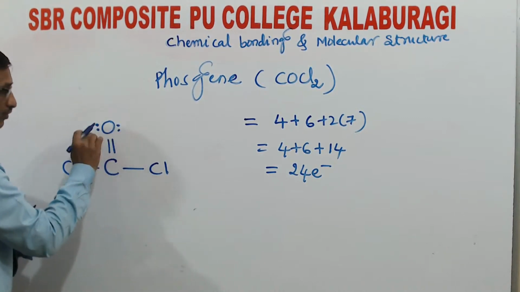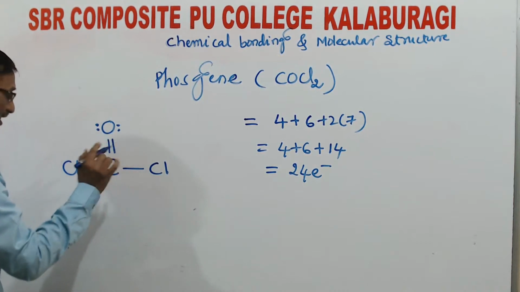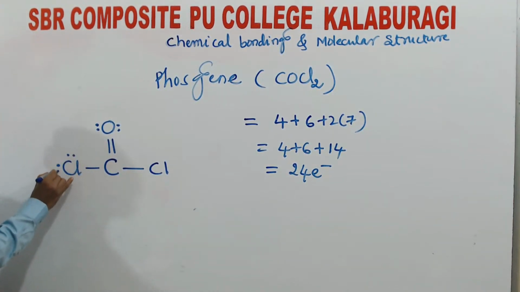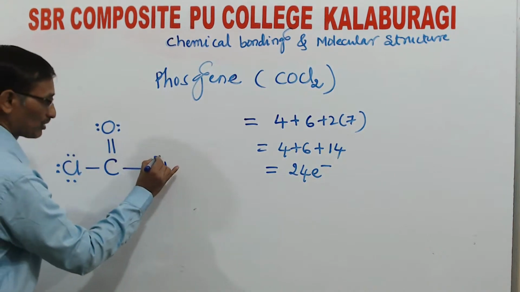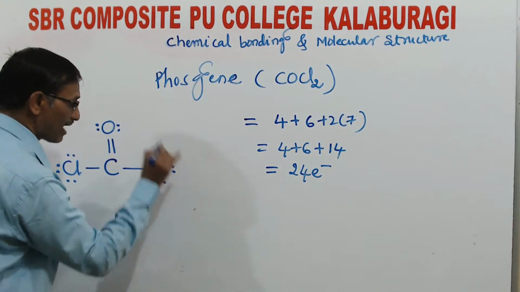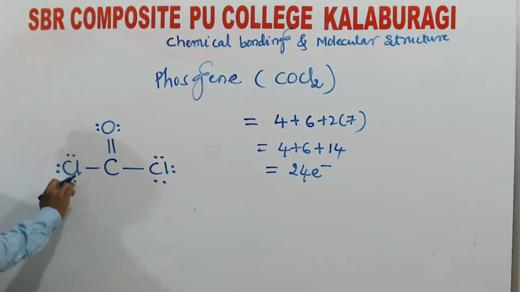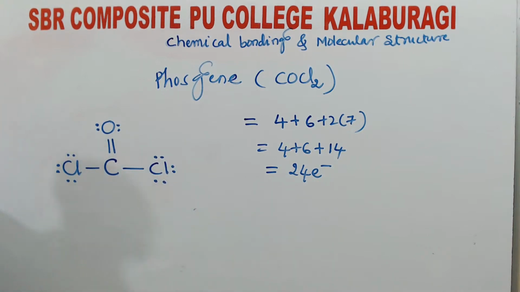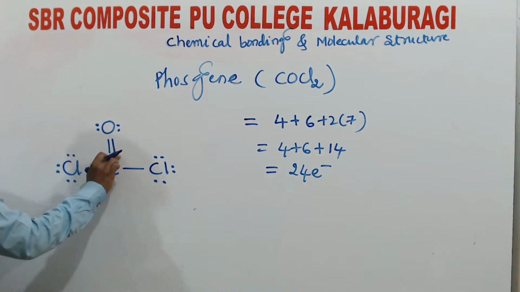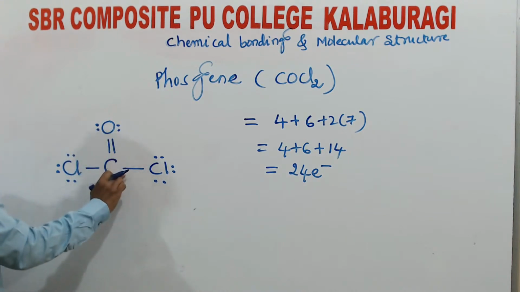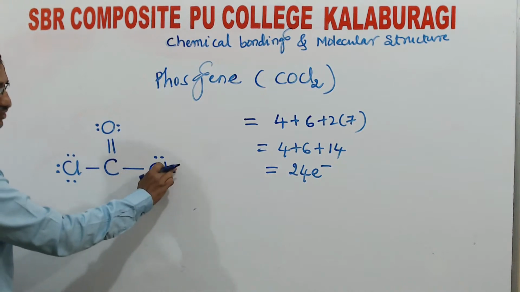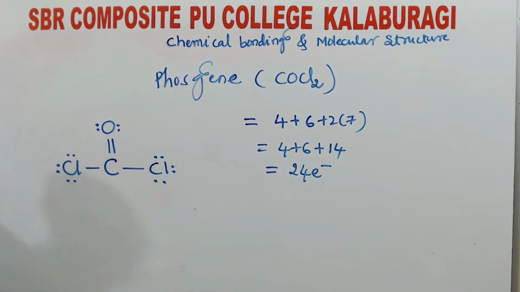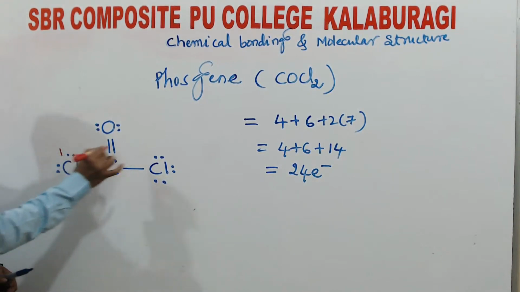Now 1, 2, 3, 4, 5, 6, 5, 6, 7, 8. What about this one? Why did I take this one? See here: 6, 7, 8. 1, 2, 3, 4, 5, 6, 7, 8. 1, 2, 3, 4. Whether the 24 electrons are there or not. Here I got 6 plus 2, 8. So 12, 13, 14, up to 24. 24 electrons are there. Now again, there is a problem because 2 chlorine atoms are there, so you have to give number 1, number 2.